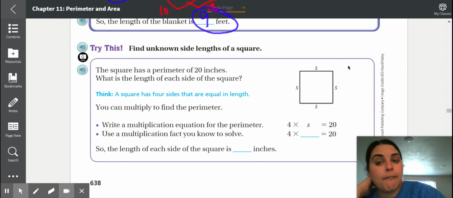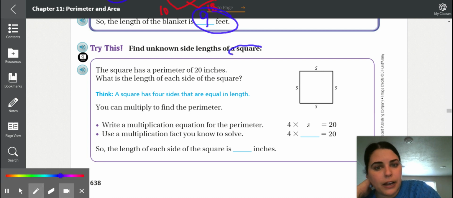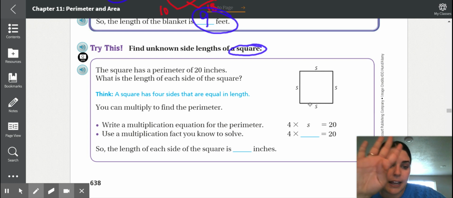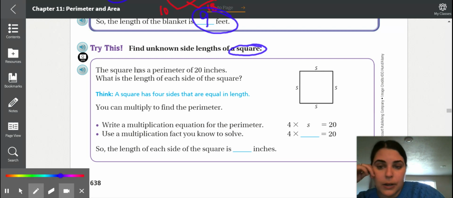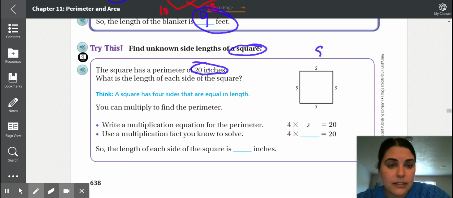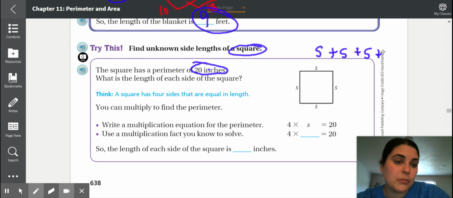Okay, find the unknown side lengths of a square. Well, what do we know about a square? If we're looking at this shape here, we know that all 4 sides are the same length. And that's why they're calling each side S, because S is going to be the same. The square has a perimeter of 20 inches. So that means if we did S plus S plus S plus S, it needs to equal 20.